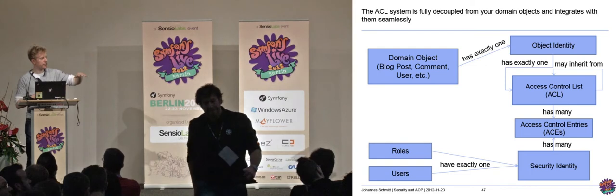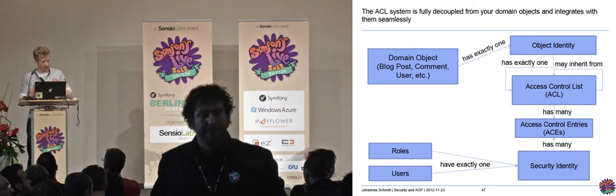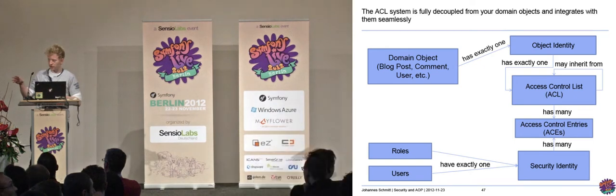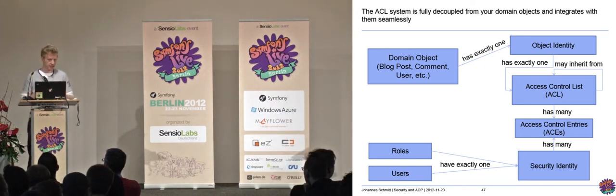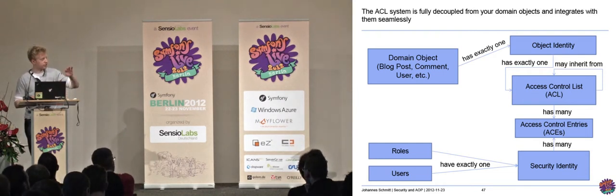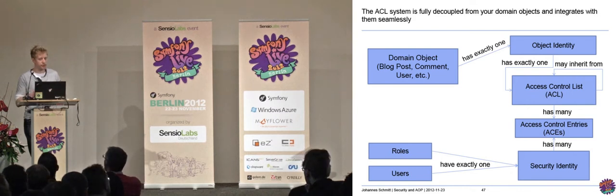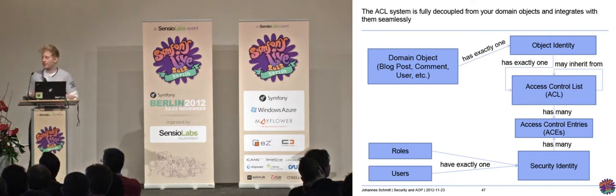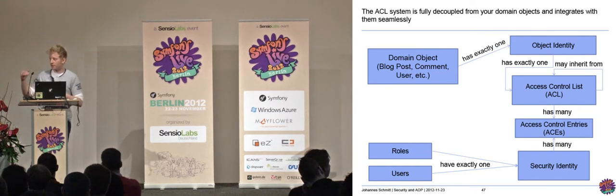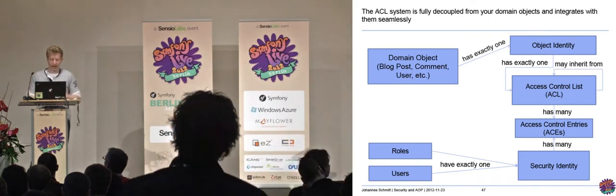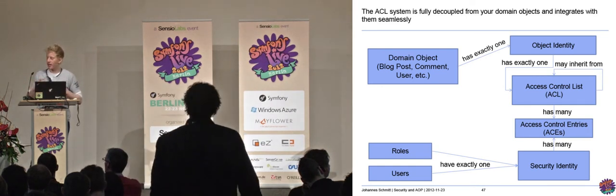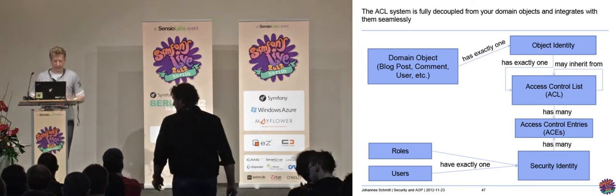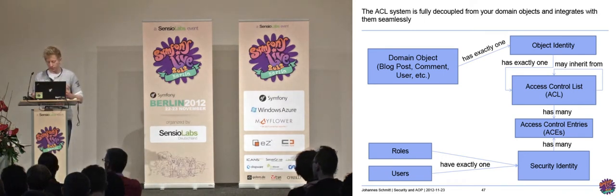And for the user part and roles part, we basically also have that abstraction. So each user and each role also has a security identity, which the ACL system knows. And there are also some other cool features, like the access control lists are inheritable. I will get to that in an example. And each access control list consists itself of multiple access control entries, which are basically checked in order to see if the user has access to the object and is allowed to perform a certain operation.